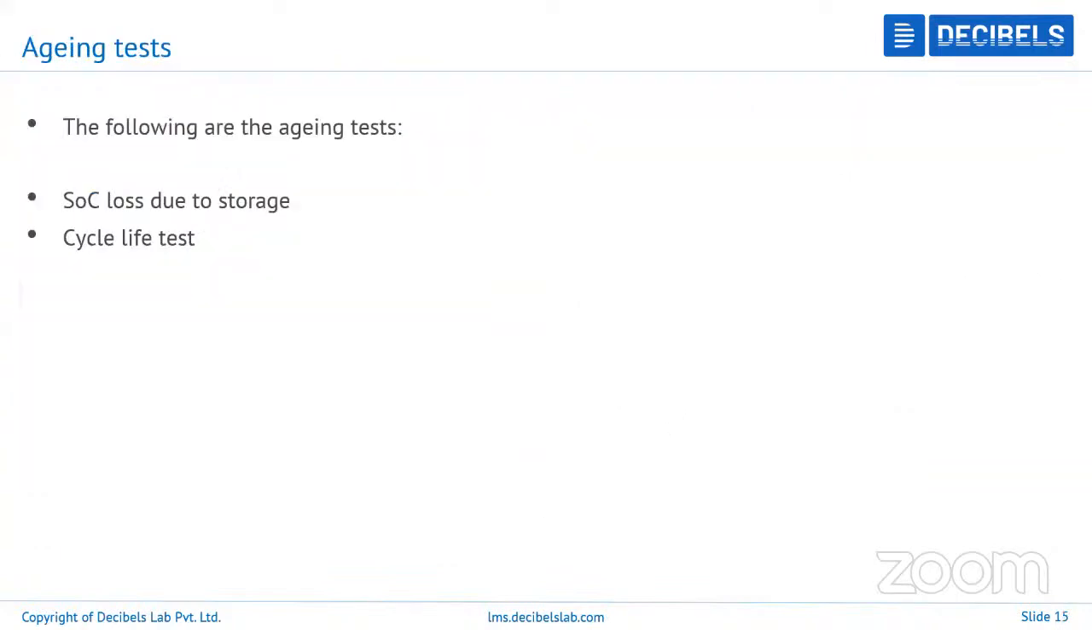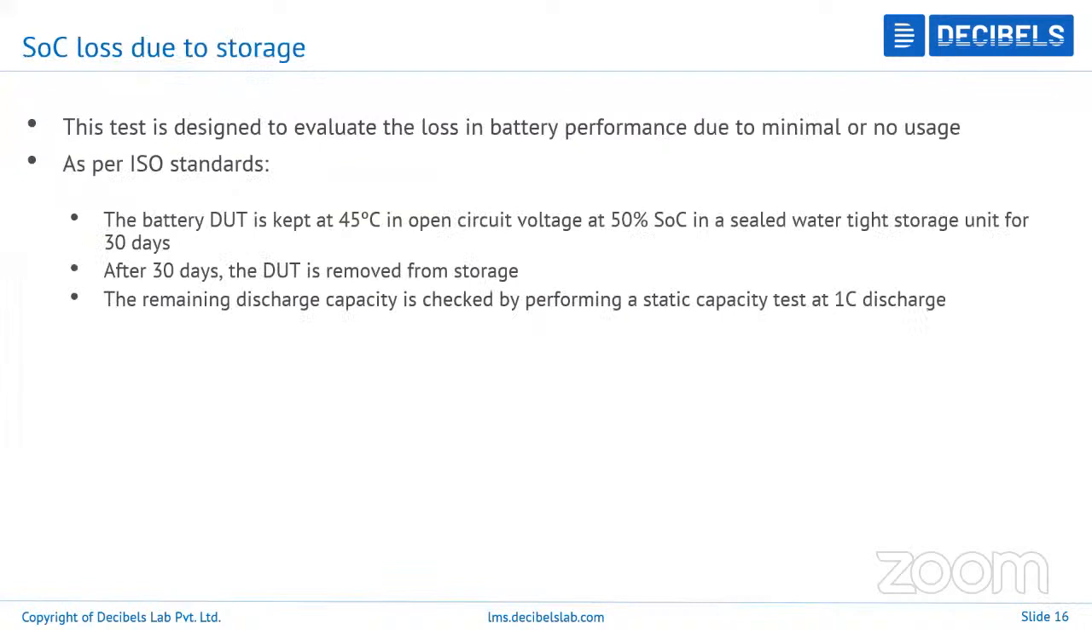So now we come to the last part, which is the aging test. First and foremost, we'll look at state of charge or capacity loss due to extended storage. Again, as per ISO standards, the test piece is kept in a watertight and airtight storage unit at 45 degrees Celsius. As per the standards, it has to be kept at exactly 50% capacity, and then it is left in that storage unit for a period of 30 days minimum.